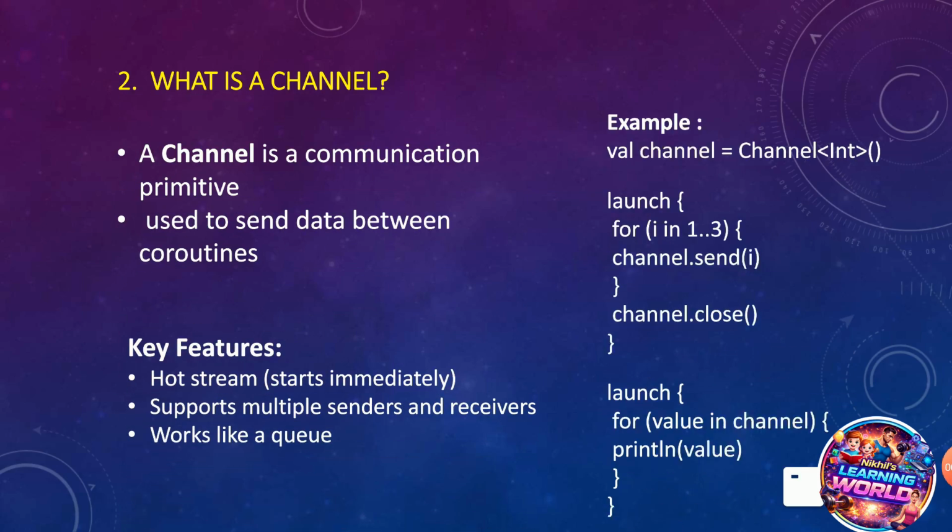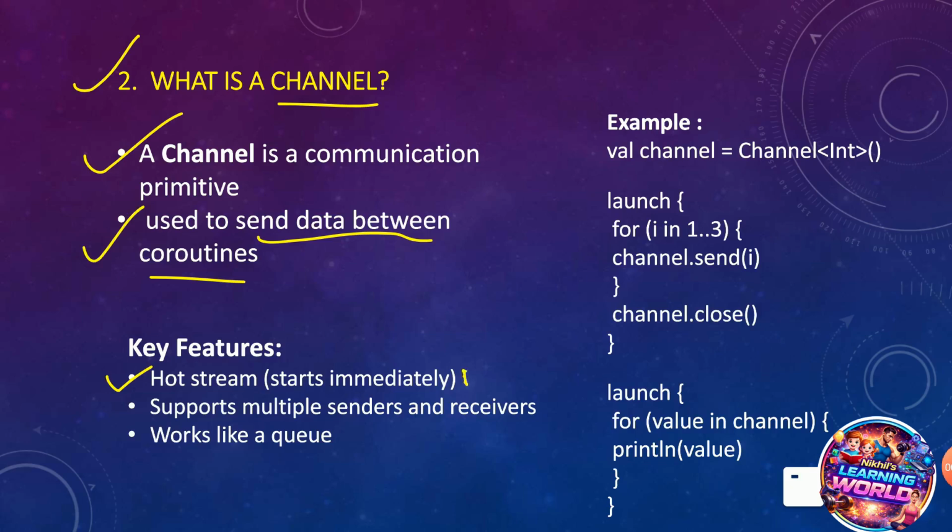It is a hot stream, that is it starts immediately. Cold stream means whenever it is collected it emits. But the channel is a hot stream, it starts immediately, supports multiple senders and receivers, and works like a queue. That is the main point here.